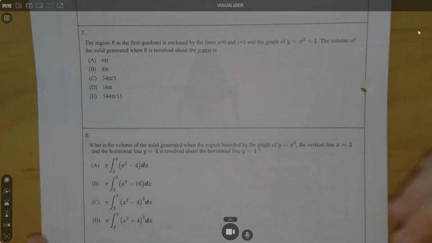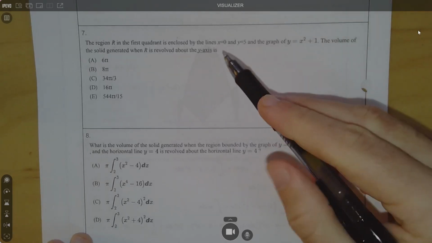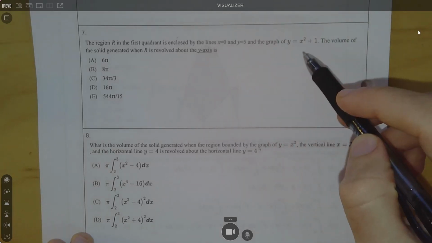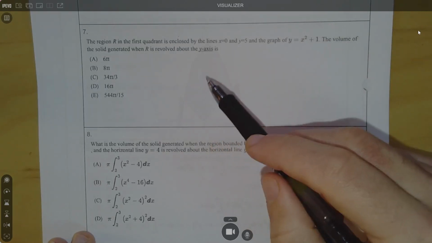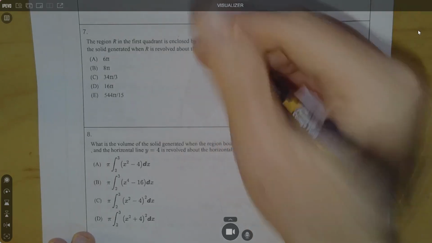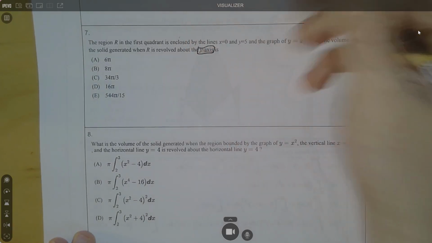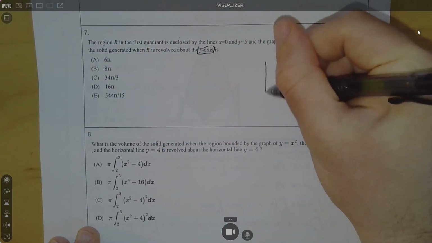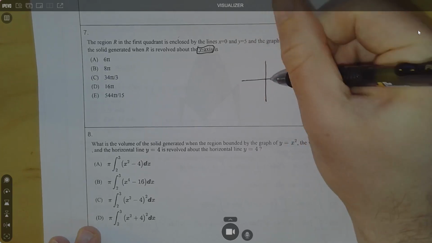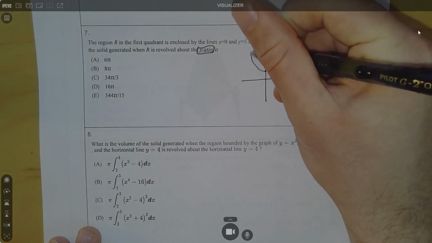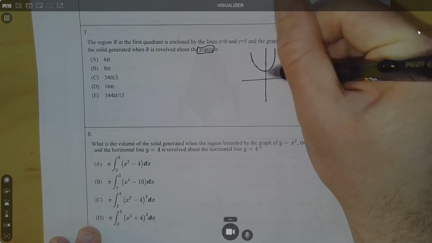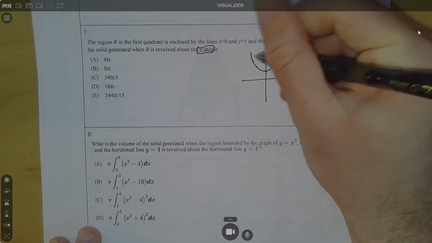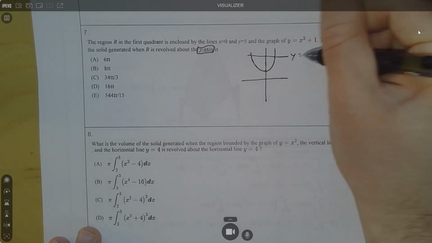Okay, question 7 here. The region R in the first quadrant is enclosed by lines x equals 0, y equals 5, and y equals x squared plus 1. The volume of the solid when R is revolved around the y-axis is. So y-axis, that's important. I want to go ahead and do a little sketch of this. x squared plus 1 is going to be a parabola starting up here at 1. And we have x equals 0, so this vertical line here, and y equals 5, which is roughly here. We'll call that y equals 5.